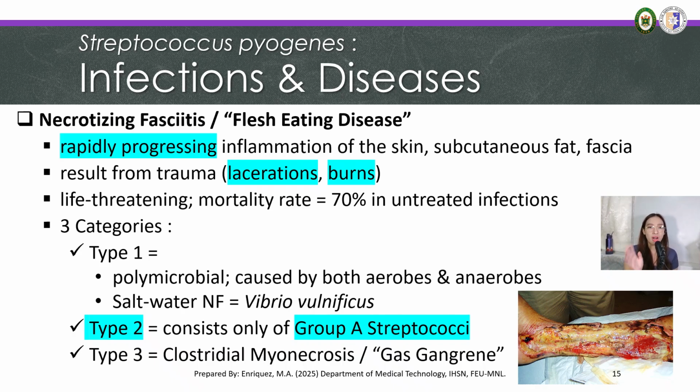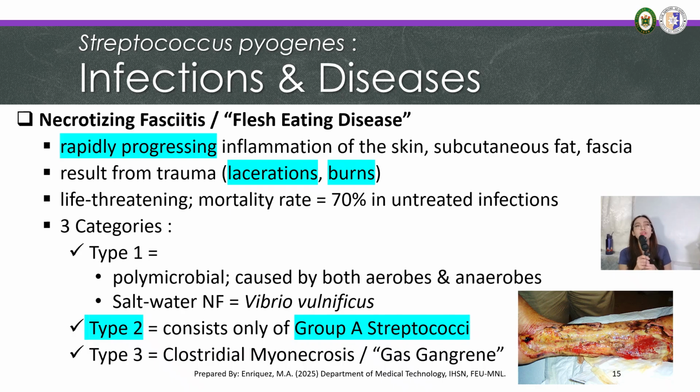Okay? So, a polymicrobial infection from which both aerobic and anaerobic bacteria have been recovered is categorized as type 1 NF. Okay, so NF stands for necrotizing fasciitis. Okay, so kapag multiple organisms daw po yung causative agent and it's a mix of both aerobes and anaerobes, then that is type 1. We have another form of type 1 necrotizing fasciitis, which is the saltwater NF.